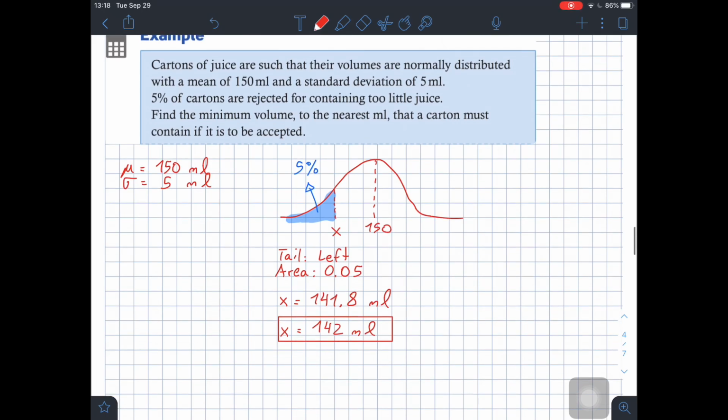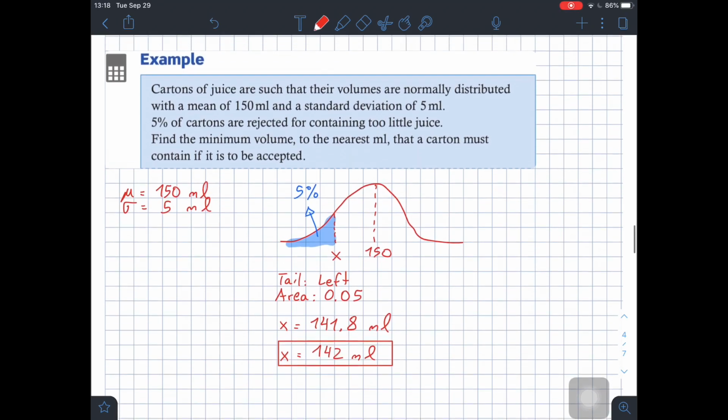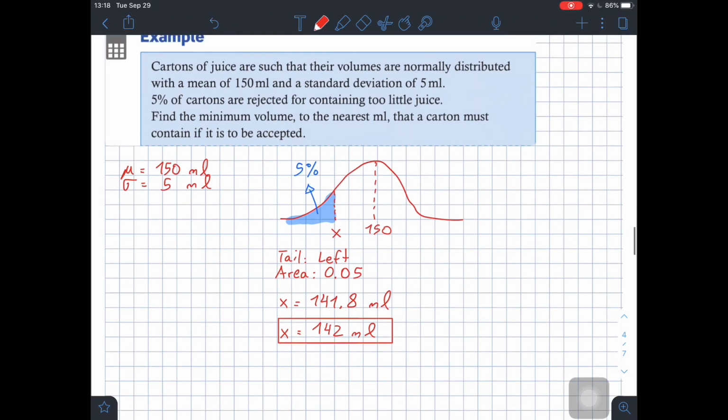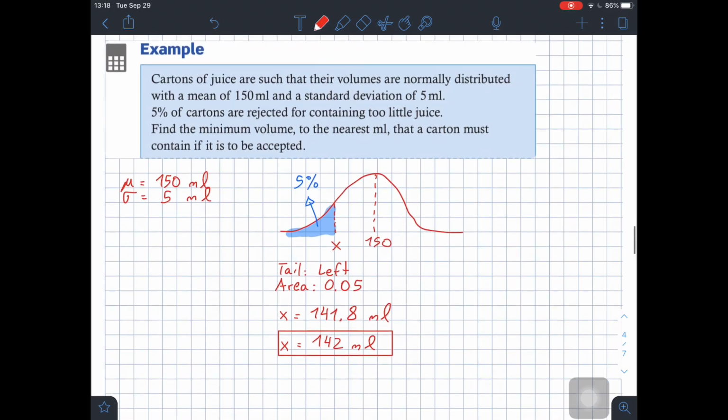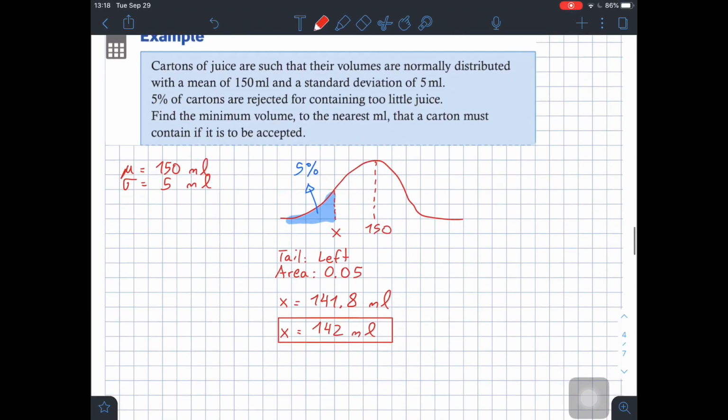So that kind of talks about something bad about the enterprise, right? Because they are rejecting the ones which are 142 ml or below. But what about all of these values over here, which are in the middle? You're selling to your customer cartons of milk which contain less than 150 ml. But you should at least provide them 150 ml if they are paying for 150 ml, right? So this talks about something bad about this enterprise. That's something that you can analyze through this tool, the normal distribution.